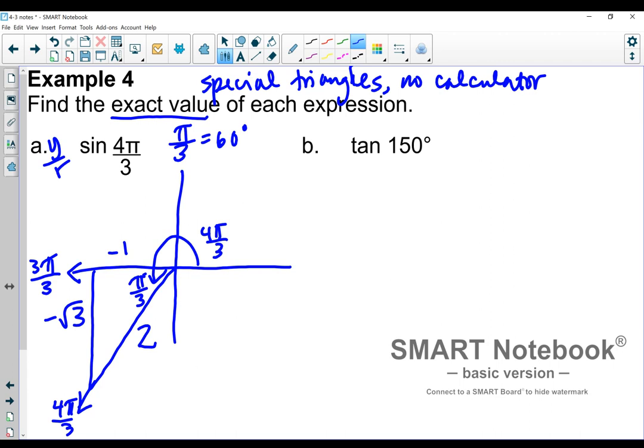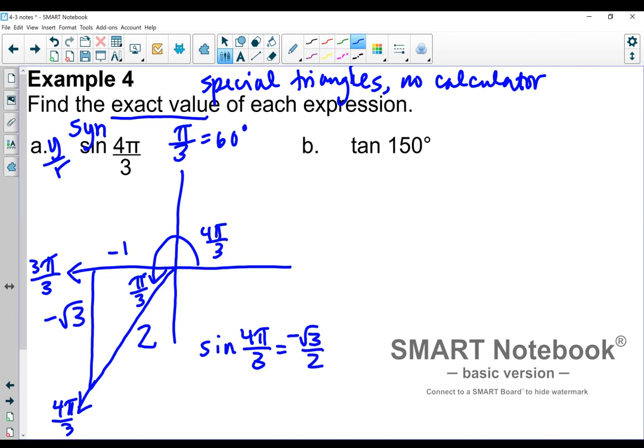When I say sine, I can almost envision it spelled with a y. Remember when we did rise over run in algebra 1, and we'd spell the rise with a y to remind us it was y? Well, that's another trick to remember that sine is y over r. So sine of 4 pi over 3 is going to be my y side over my r side. Y is negative square root of 3, and r is 2. So negative square root of 3 over 2.